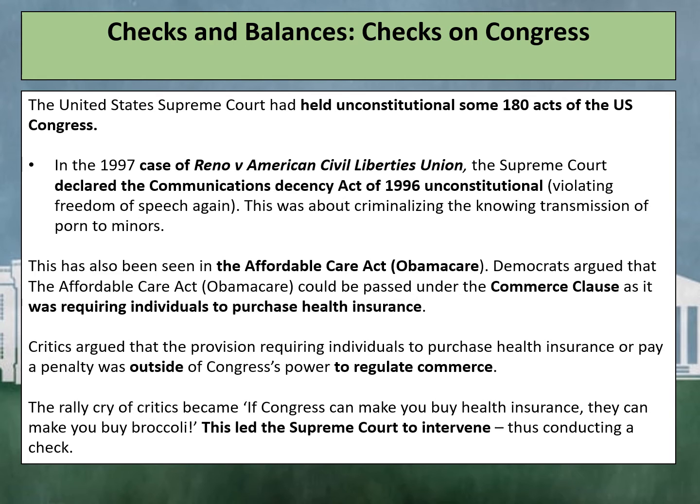This has also been seen in the Affordable Care Act, otherwise known as Obamacare. Democrats argued that the Affordable Care Act could be passed under the Commerce Clause, as it was requiring individuals to purchase health insurance. Critics argued that the provision requiring individuals to purchase health insurance or pay a penalty was outside of Congress's power to regulate commerce. The rallying cry of critics became, if Congress can make you buy health insurance, they can make you buy broccoli. This led to the Supreme Court to intervene, thus conducting a check.